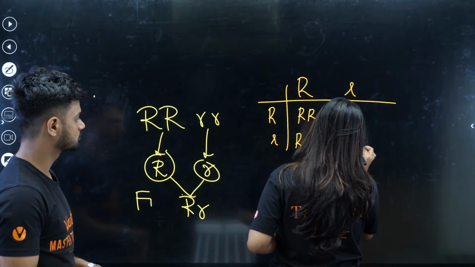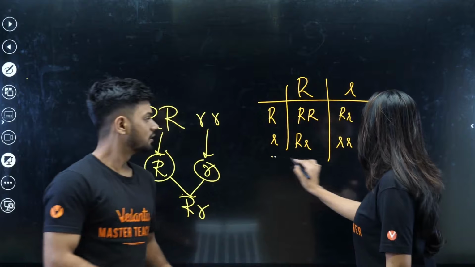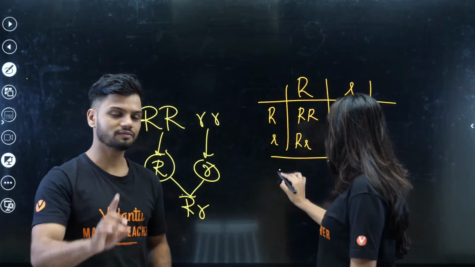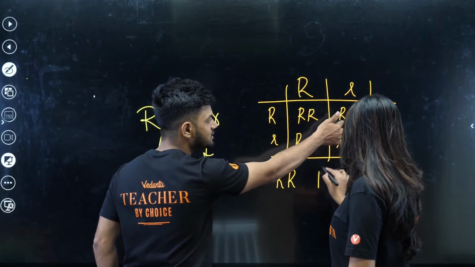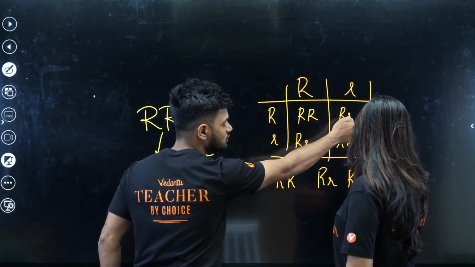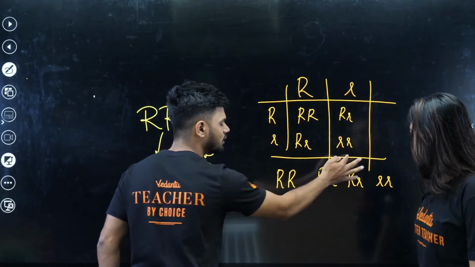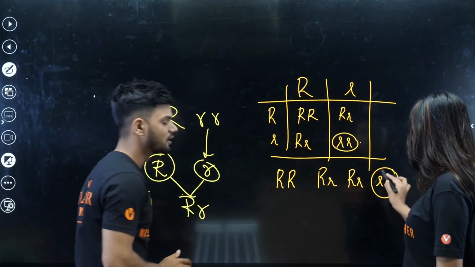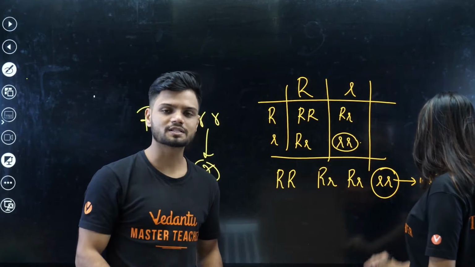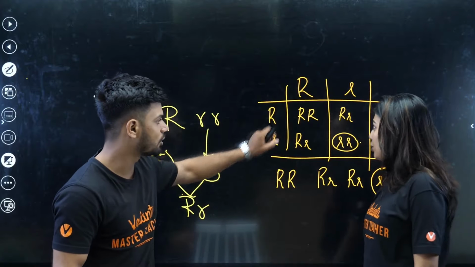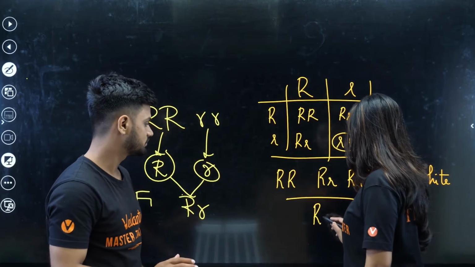R. Some people write RR also, but this is better. Now, what do you observe here? The phenotypic ratio: this is completely dominant, so this will be red. This is dominant, so again red in color. This will also be red. Only this smaller one will be white. In this example, both are dominant. But in the second question, they're telling you R is dominant, so 3 will be red, 1 will be white.